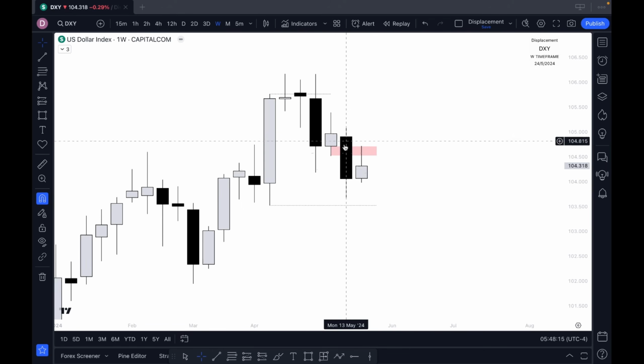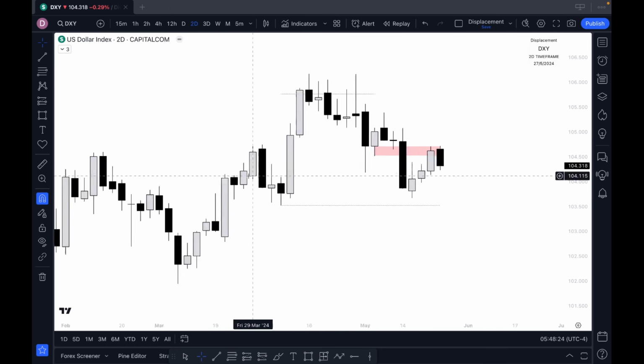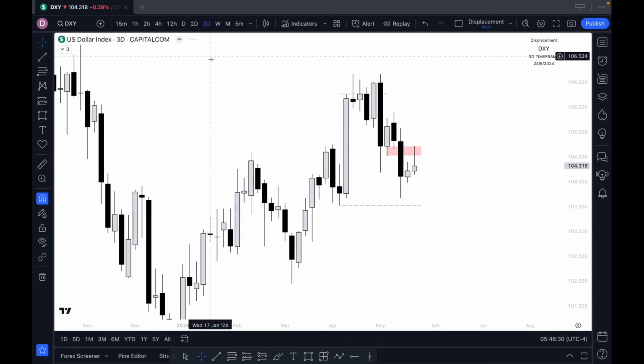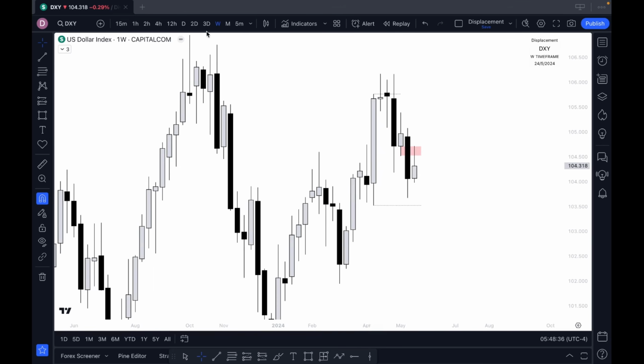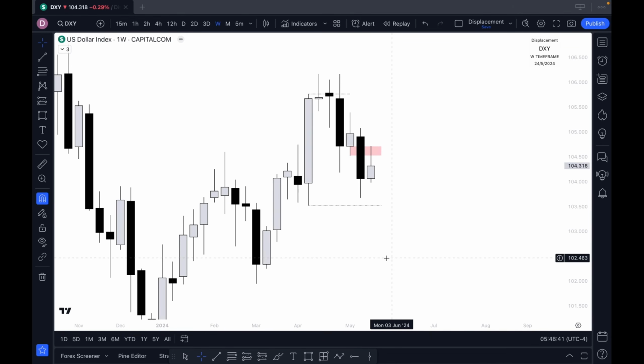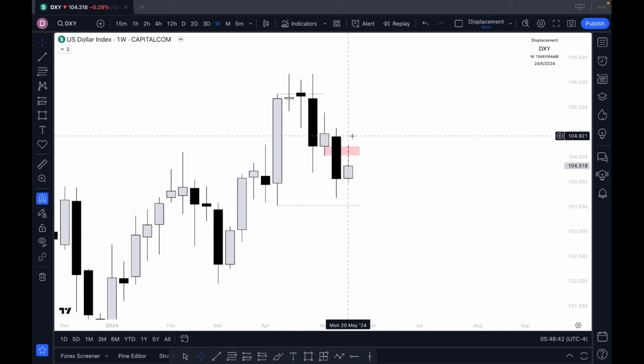And now we have seen that we have reacted from this weekly order block, as well as if you go to the 2-day time frame, we have a 2-day order block, as well as a 2-day fair value gap, also 3-day as well. So we have a 3-day fair value gap as well as the weekly order block. Okay, so price has reacted from it. It shows us that we can move down.